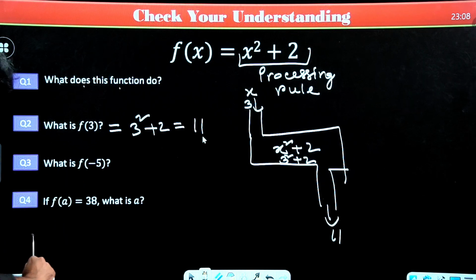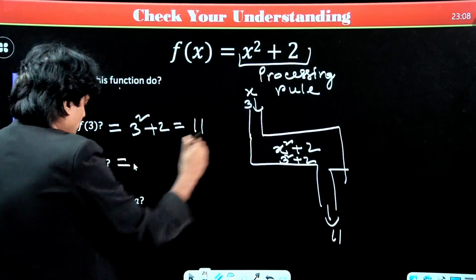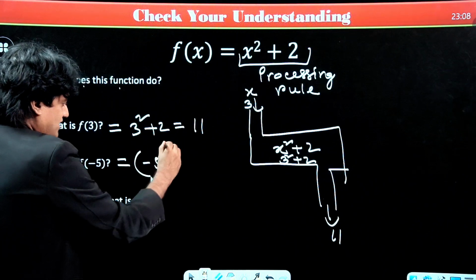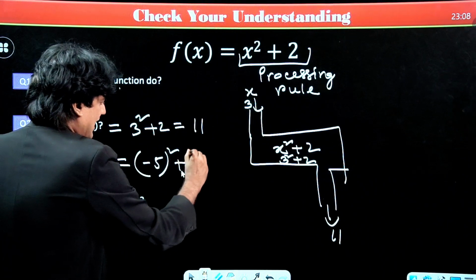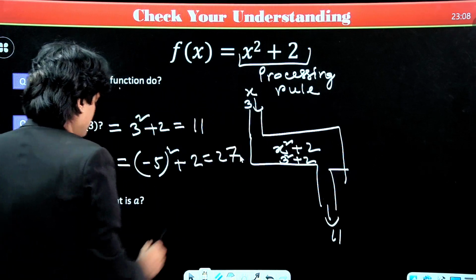What about f of minus 5? Again, if the input is minus 5, the machine will square it. So it has to be minus 5 whole squared. And then the machine will add a 2 to it. Minus 5 whole squared is 25, and 25 plus 2 is 27. So the output will be 27.